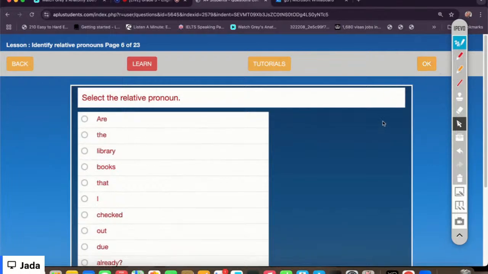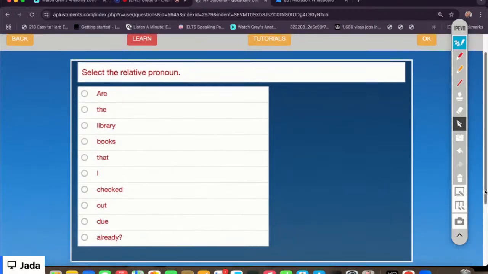Okay, so are the library books that I checked out due already? What's the relative pronoun here?